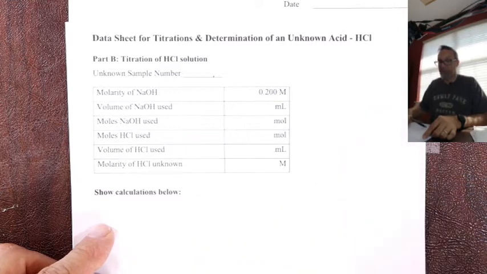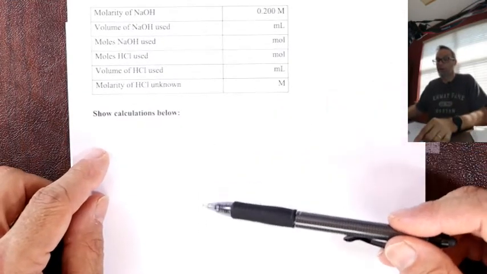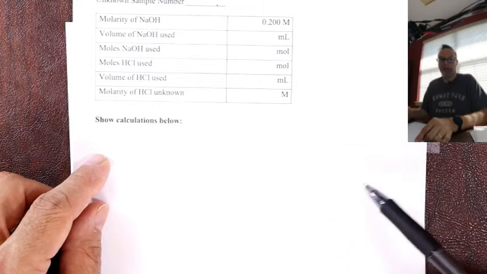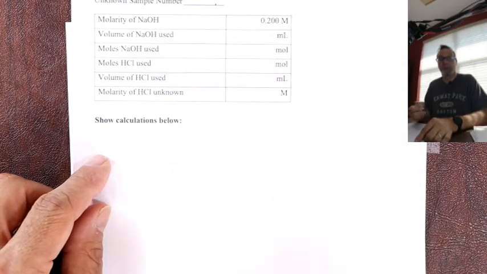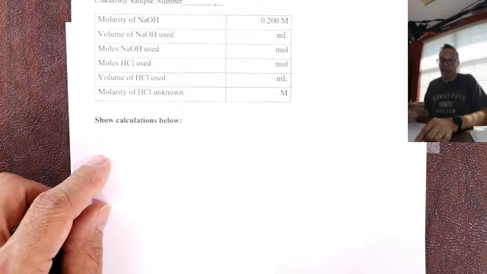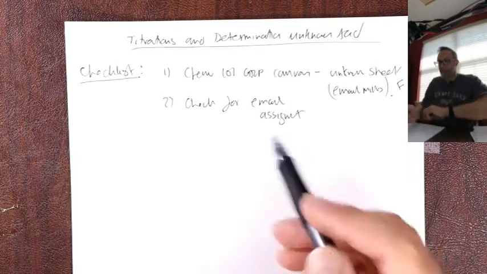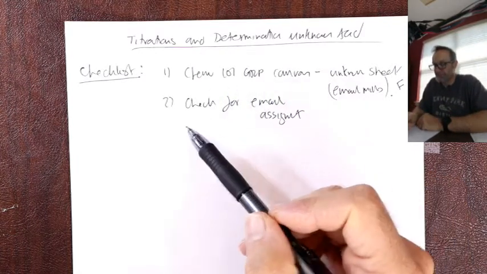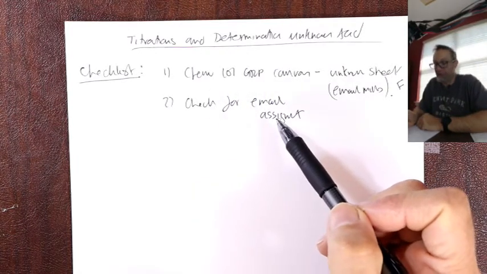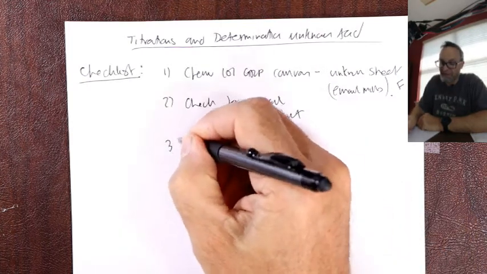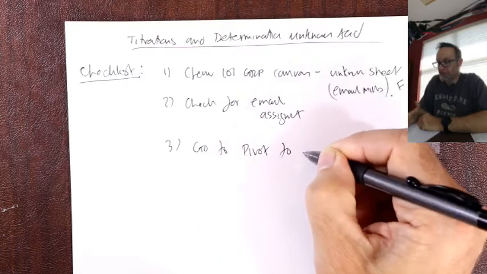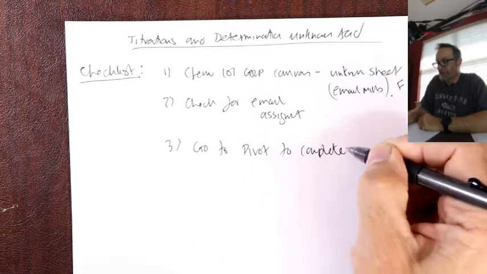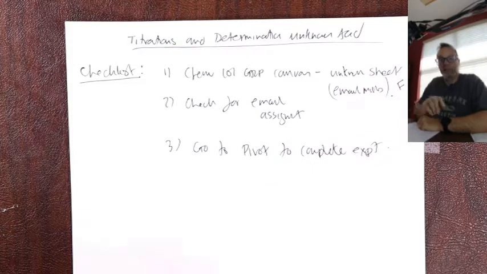And then, show calculations below. The best way to do this is probably just write it freehand if you can. You can type if you want, but freehand's better because it's hard to show work of the type required using just a word processor. Okay, so download the data sheet, check Canvas for your assignment email, and then go to Pivot to complete the experiment.